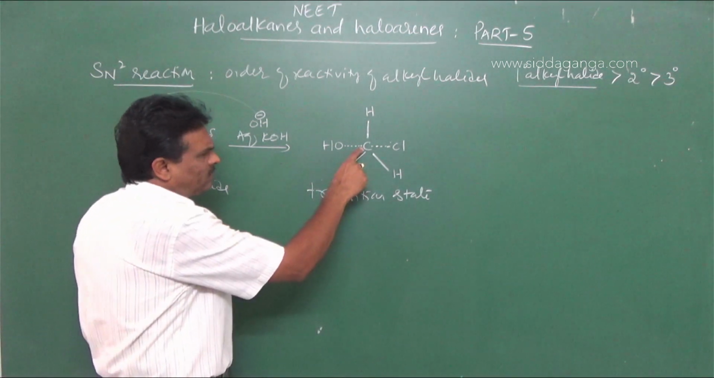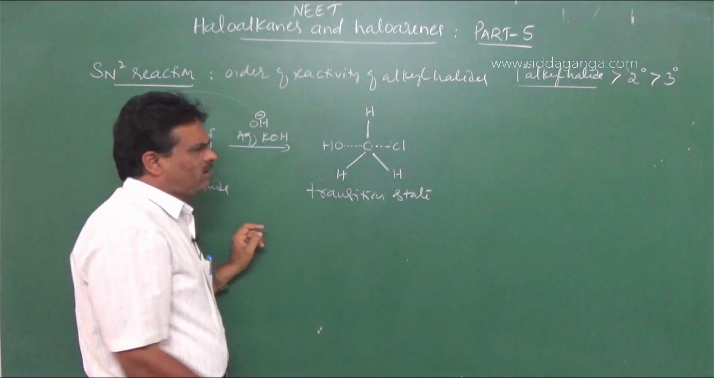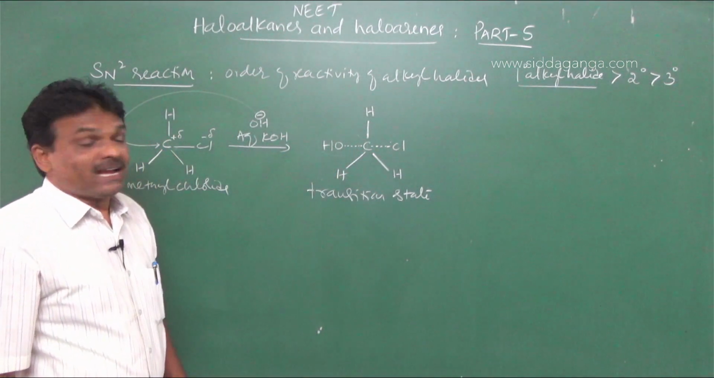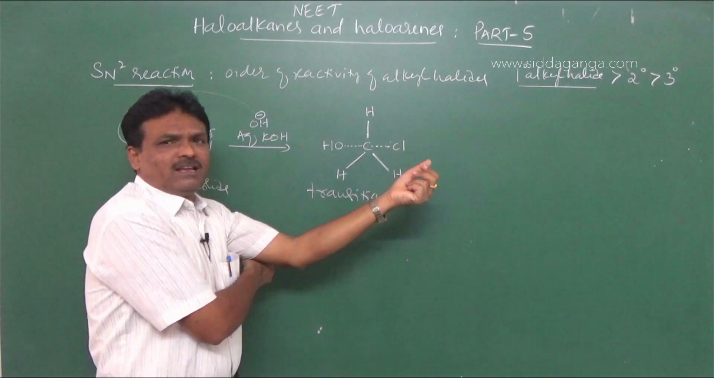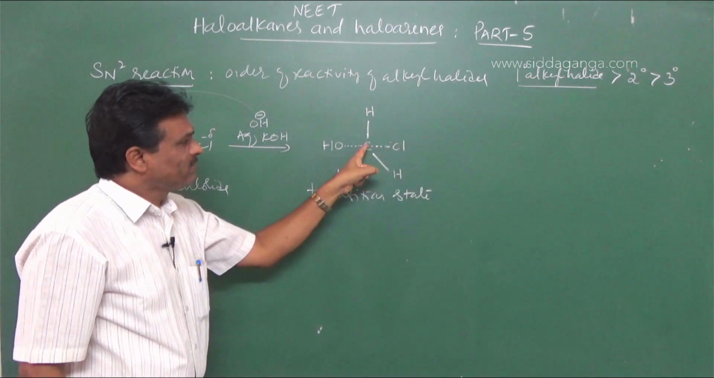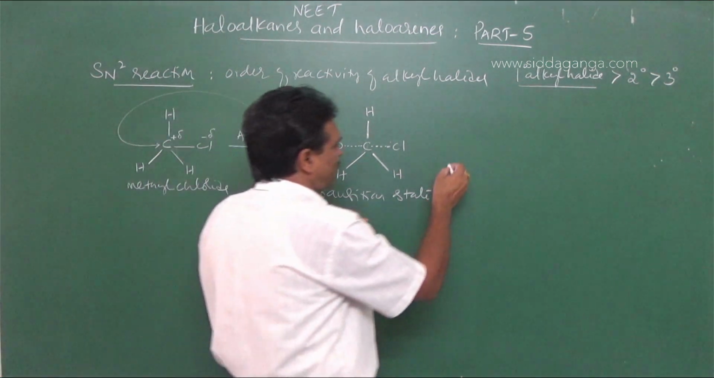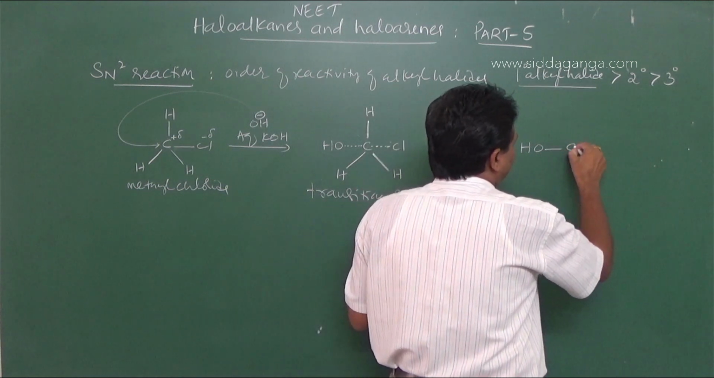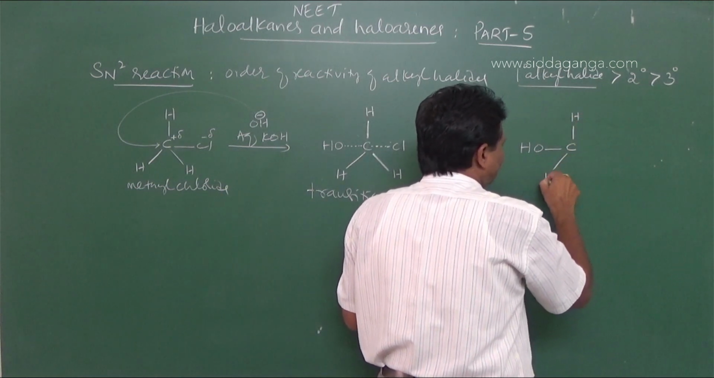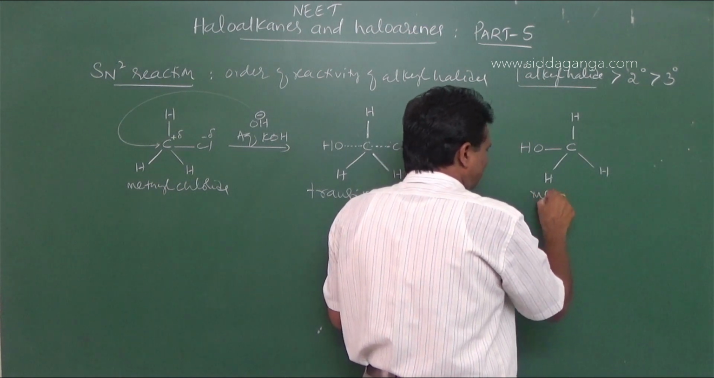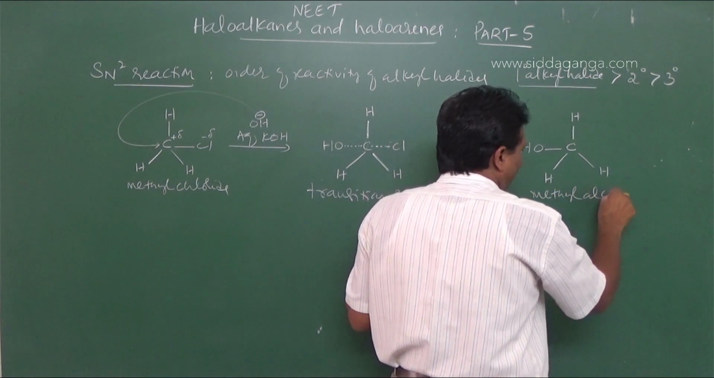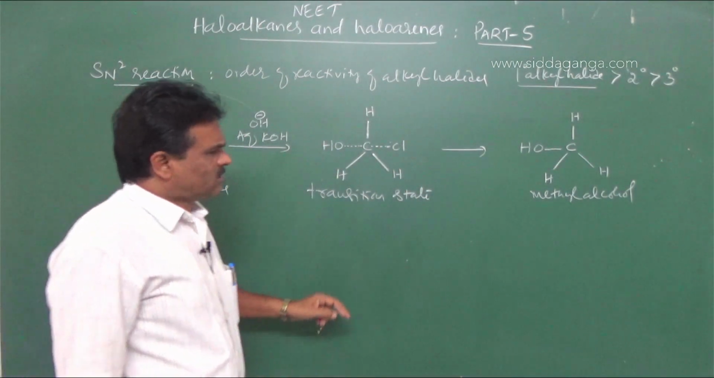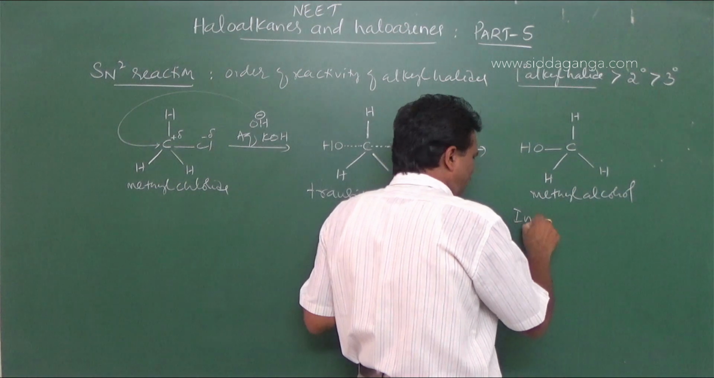But among the C-OH and C-Cl bonds, the C-OH bond becomes stronger than the C-Cl bond, as a result of which the chlorine atom is completely detached from carbon. That results in the formation of CH3OH. So this is methyl alcohol. Is that clear? So this is purely an inversion of configuration.